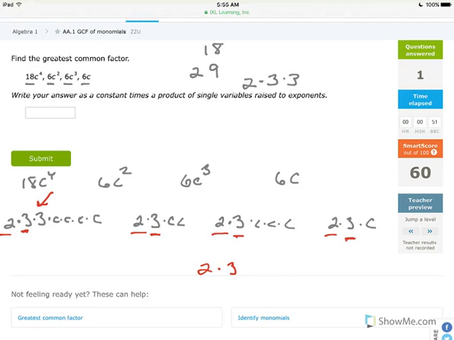And then what about for the variables? So if we look at the variables, the largest number of variables is on the last one, which is just 1c. So this one has 1c. These ones have more c's, but again, we're looking for what's the largest number of factor c's that they have in common. So they just have 1c in common. So we could go ahead and say times c. And 2 times 3 should get you 6 times c. So it looks like 6c is their greatest common factor.